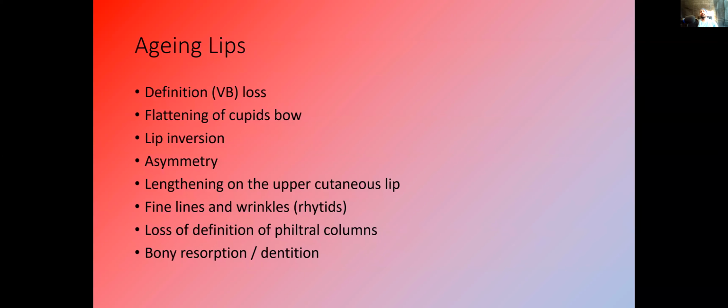So we get loss of volume in the vermilion border. There's flattening of the cupid's bow, a bit of asymmetry going on. There's lengthening of the top lip, so the upper cutaneous lip, which is from the base of the nose to the vermilion border. And this actually gets longer, it's elongated as we age. Fine lines, or we call them smoker's lines or kisser's lines, if you like. And there's also bony resorption. Now, this could be at the mandible level, at the maxillary level, or it could even just simply be loss of teeth, because that's going to affect certain dynamic movements, for example, how you laugh.